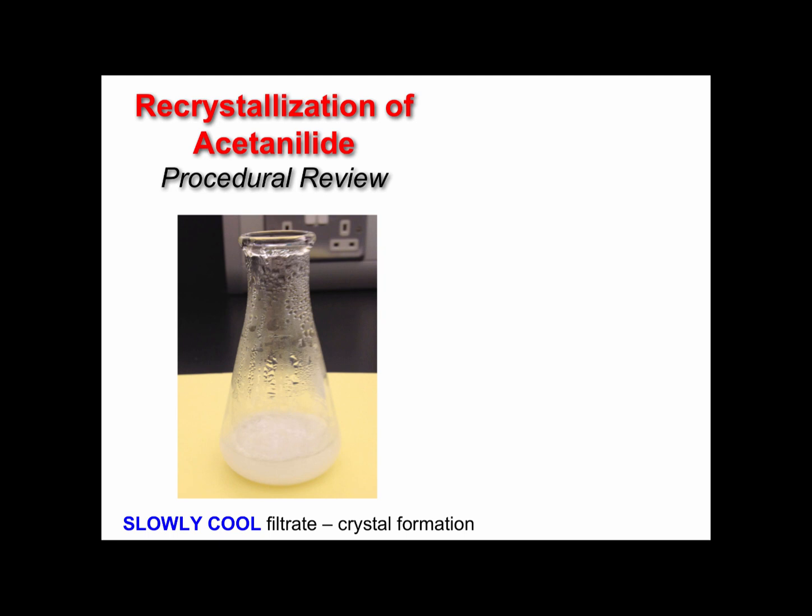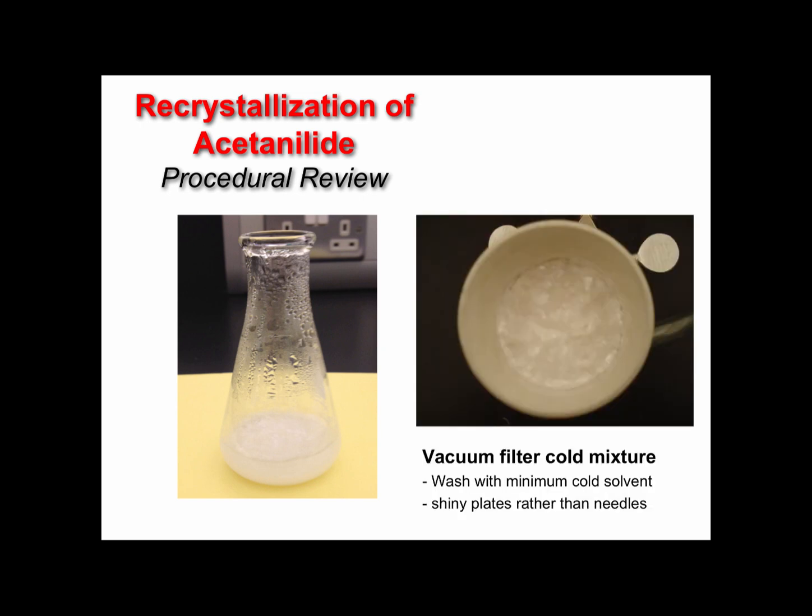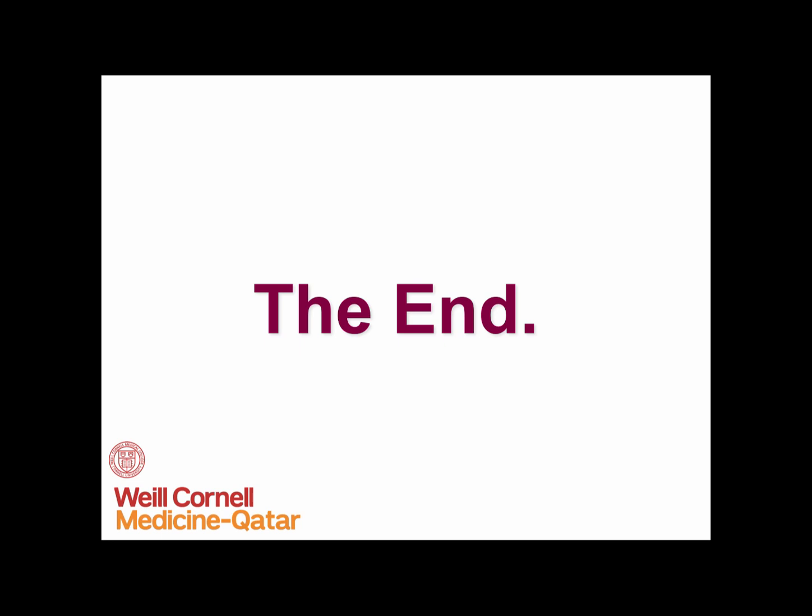So here's the result of slow cooling. You'll see some crystals in the bottom of it. Once you've done the vacuum filtration, this is what your crystals will look like in your Buchner funnel. They're shiny plates rather than the sort of fine needles that you had last time. That's the end of my presentation. Hopefully, things are pretty clear from that.